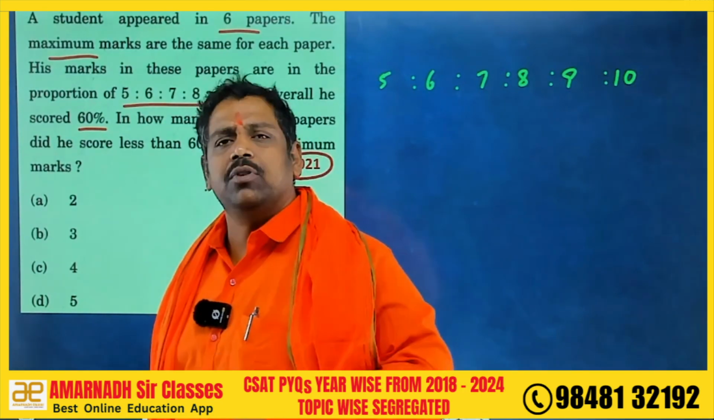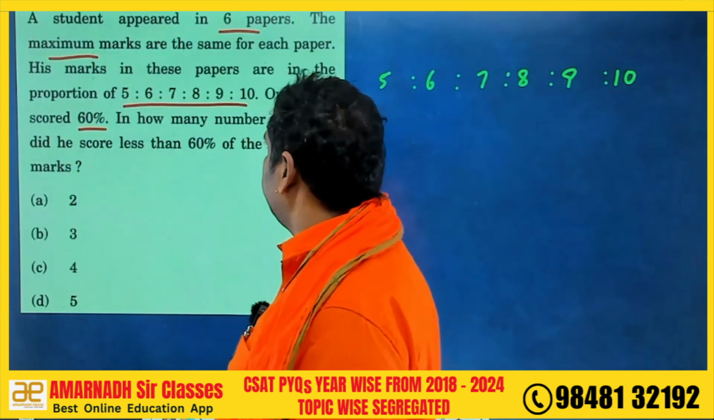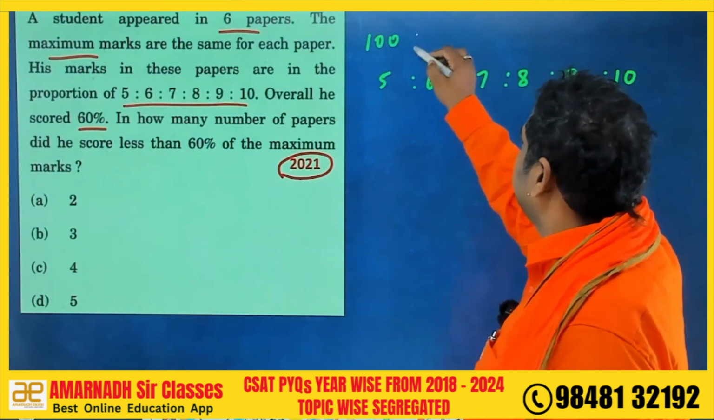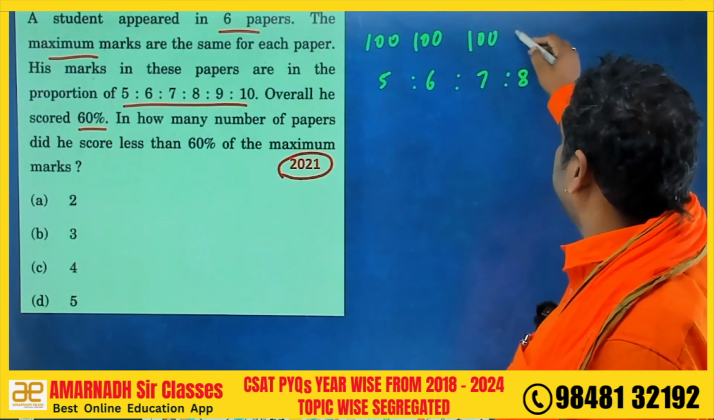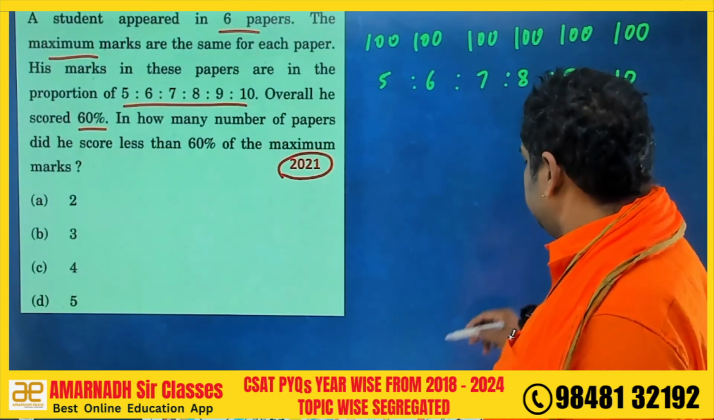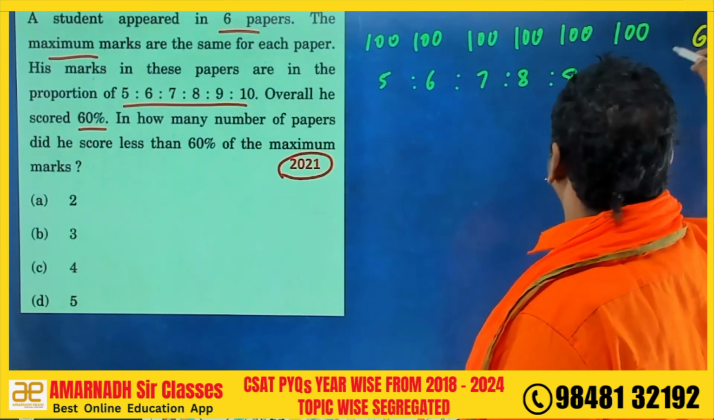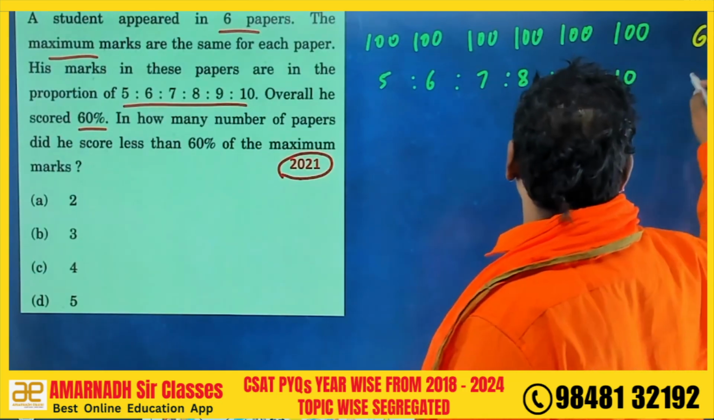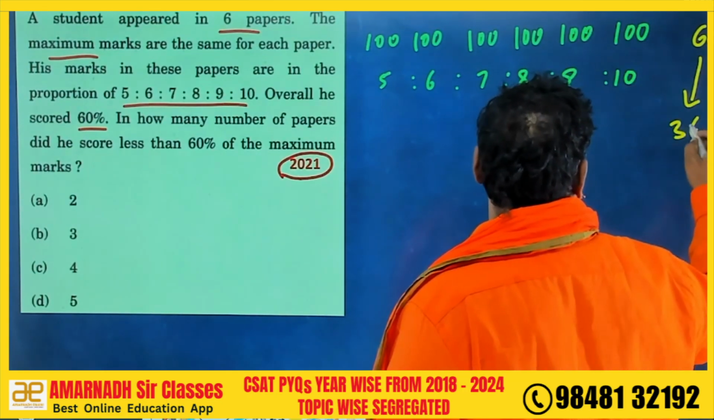Because he used the word percentage, right? That's why I have to take 100. The total marks here is 100, here also 100, here also 100, here also 100. In every subject, the total marks are 100. That means that the examination is conducted for 600 marks. In that, he got 60% of the marks. 60% means how much? 360 marks he got.